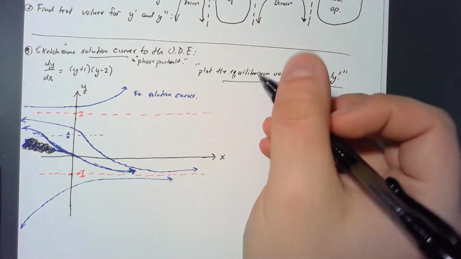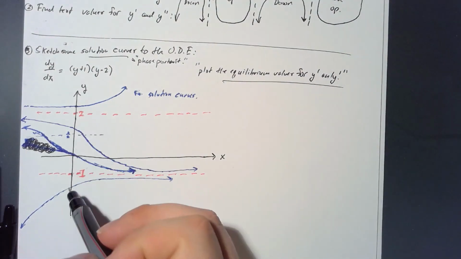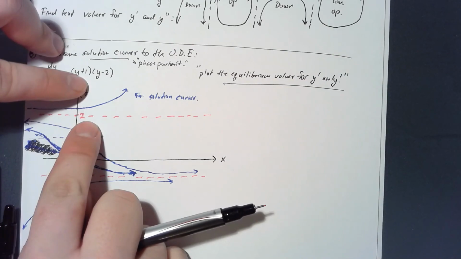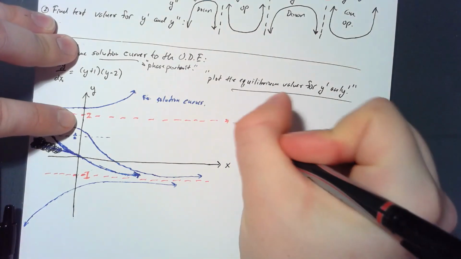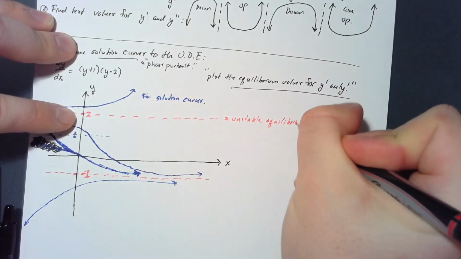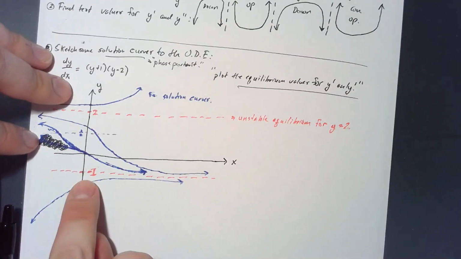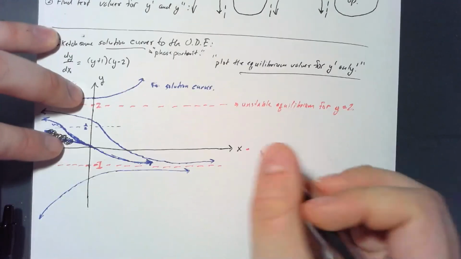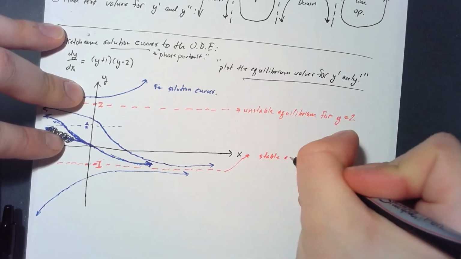And my closing comment here is, what kind of equilibrium are 2 and -1? If you look here, what are the solutions doing? Are they closing in on 2, or are they fanning away from it? They're fanning away from 2 here. So this means that's an unstable equilibrium for 2. And if you look at -1 here, the solutions are closing in from all directions towards -1. So -1 is a stable equilibrium.